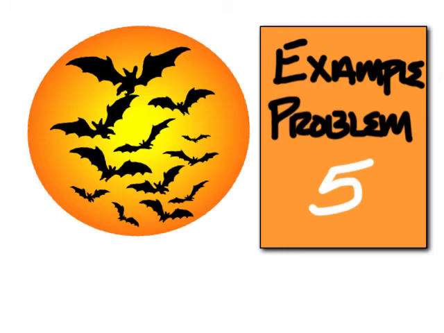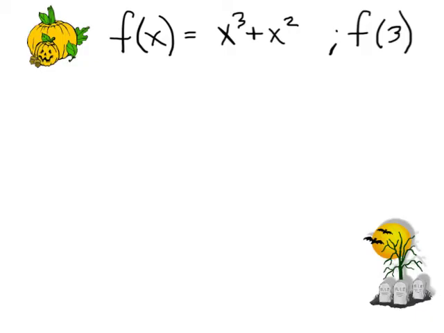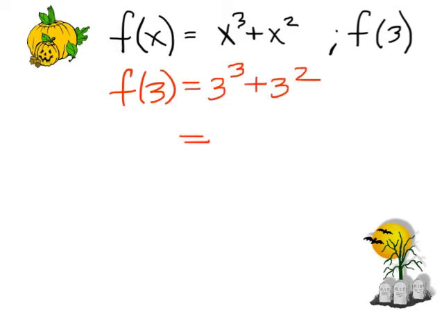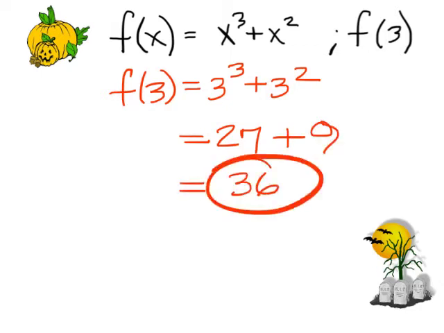Example number 5. F of x equals x cubed plus x squared. So f of 3 would be 3 cubed plus 3 squared. 3 cubed is 3 times 3, which is 9, times 3. That is 27. And 3 squared is 9. Your final answer should be 36.